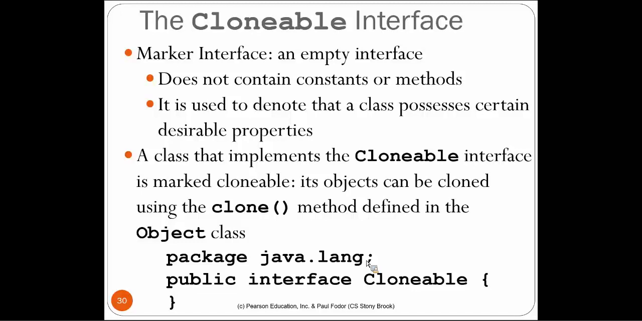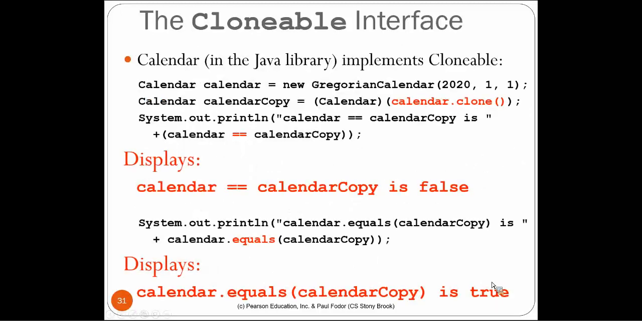That means that its objects can be cloned using the clone method defined in the Object class or overridden in the current class. So the definition of the Cloneable interface is empty. It's just public interface Cloneable with no methods. It's a marker interface. But if we want to actually clone objects, we should override the method clone from the Object class and implement our own cloning. And as an example, let me show you an example.